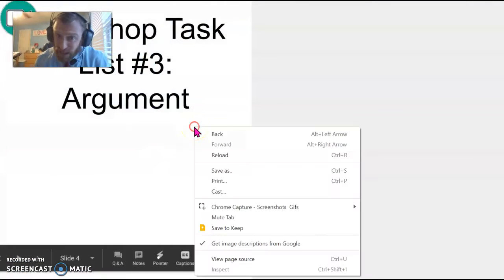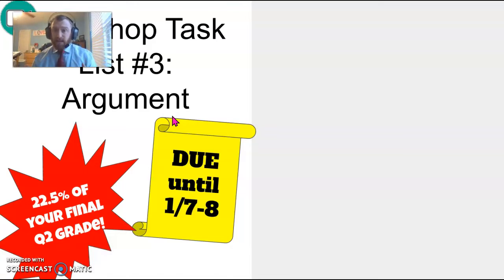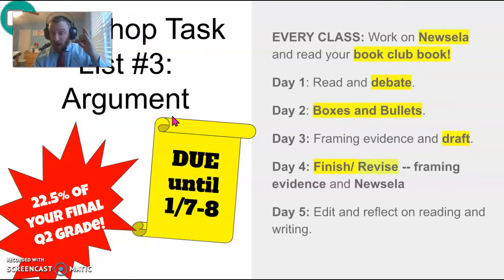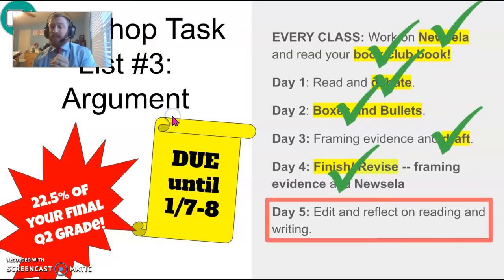Now, for today, let's take a look at what we got. Remember, workshop task list number 3? We know about that. Remember, that's due before you come to class on either Thursday or Friday. So it's due before then. It's worth 22.5% of your quarter 2 grade, and the quarter 2 ends next Friday. So we've already done all these steps, which means that we are here today. We're going to edit and reflect on our reading and writing and make sure this puppy is ready to get turned in. So let's do this now.